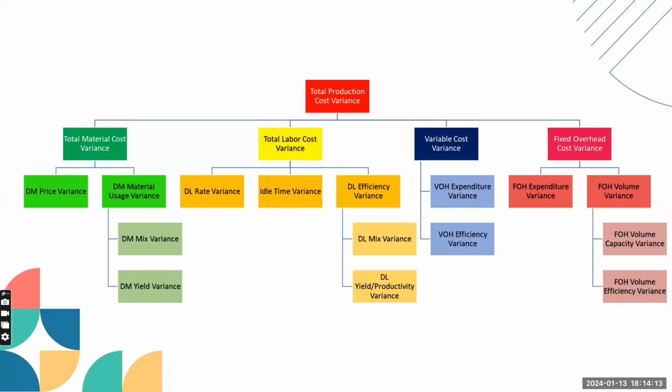Okay. How do we calculate the total cost? It is price multiplied by quantity. So when we take this, either it could be because of a change in the price, or it could be because of a change in the quantity or the usage. Okay. So same thing here.